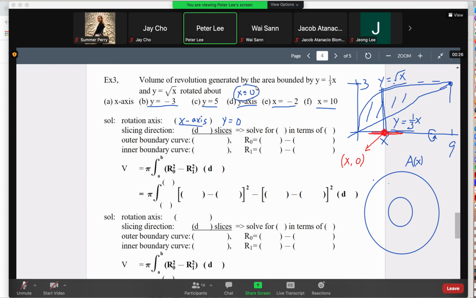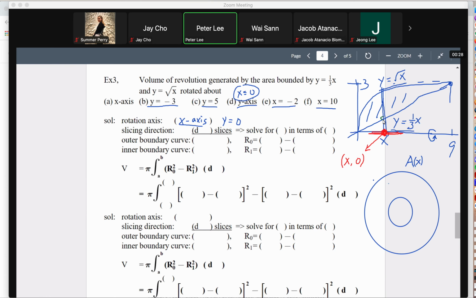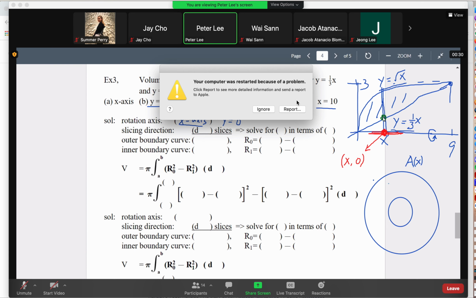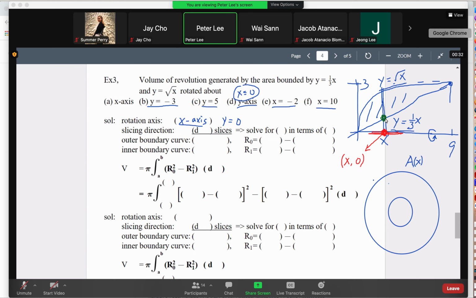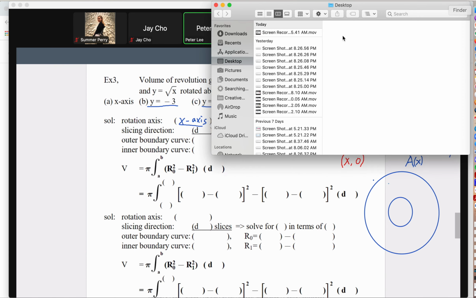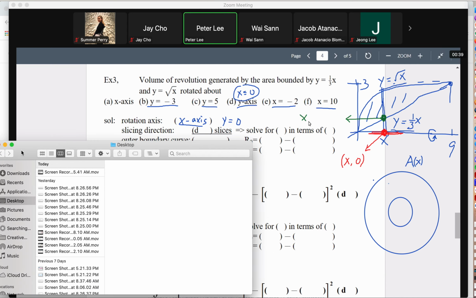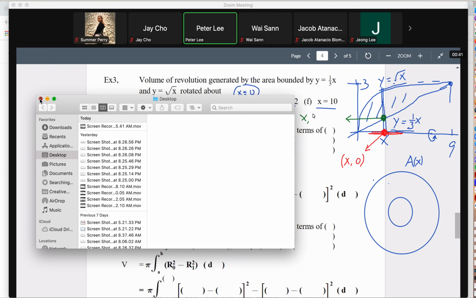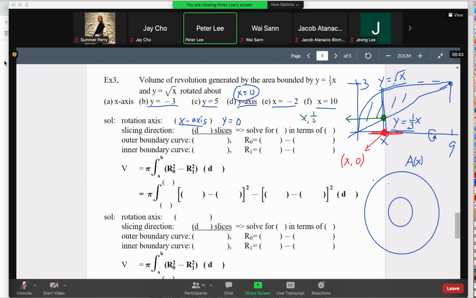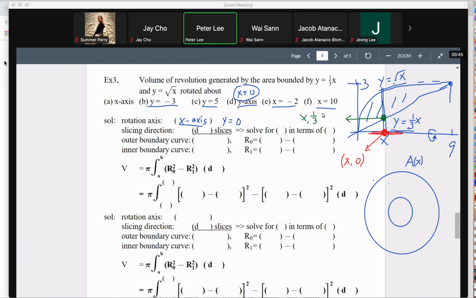And now let me change my color to green. Now let's look at this point right here. What is that point right there? Let me mark it over here. That point is x comma y, but the line is 1/3 x. So this is y, x comma 1/3 x.